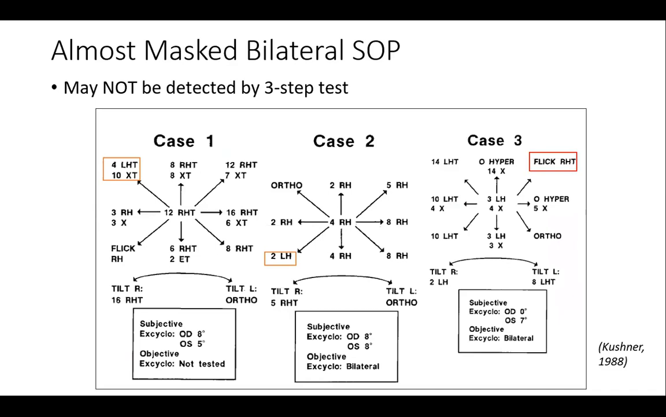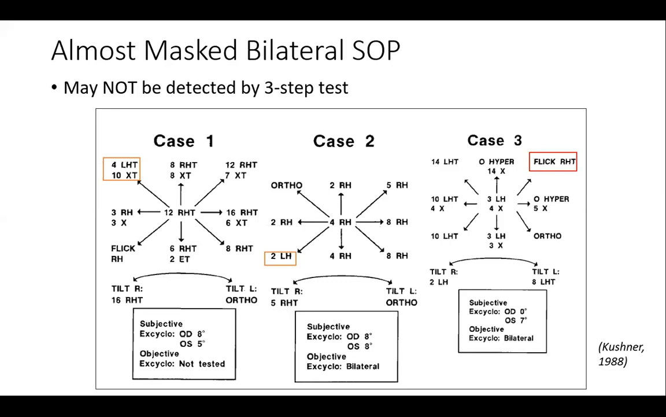And he categorized patients into two categories, those with almost masked superior oblique palsy. In these cases, there was no reversal of the hypertropia in side gazes, and no reversal of the hypertropia on the Bielschowsky head tilt test, but there was reversal only when the prism and cover test was performed in oblique directions of gaze. These were cases that you may not be able to pick up with a three-step test because it doesn't take into consideration the oblique directions of gaze.